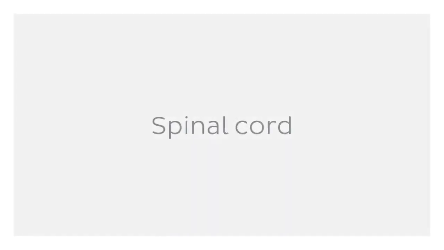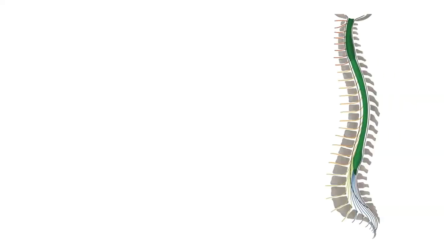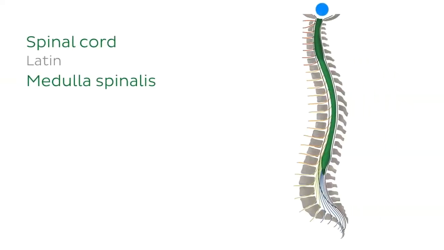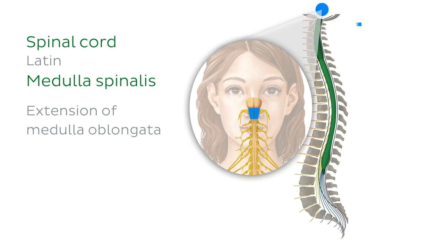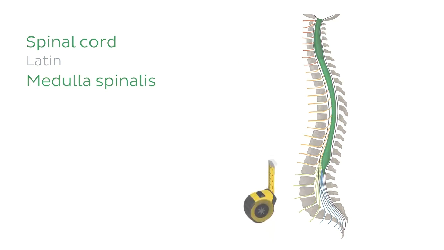Now let's turn our attention to the basic gross anatomy of the spinal cord. The spinal cord is a long cylindrical structure which starts off as an extension of the medulla oblongata of the brainstem and occupies the vertebral canal along much of the vertebral column.